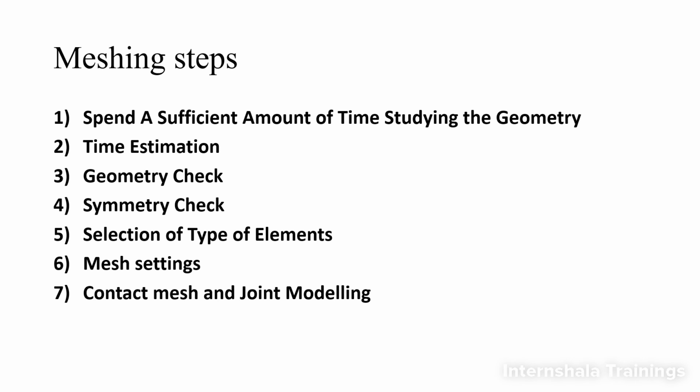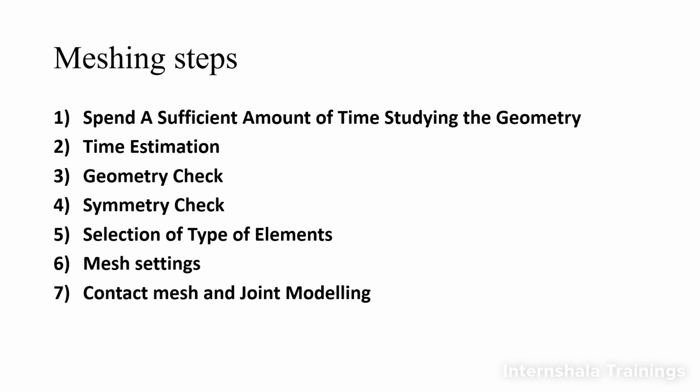Then finally, what are the different meshing steps? So first thing is, you need to sufficiently understand the geometry. So what are the features that are present in the geometry? How can I mesh this particular geometry? How can I use the different settings to accurately convert each feature? For example, let us say if you have a straight face, it is easier to mesh when compared with the circular face.